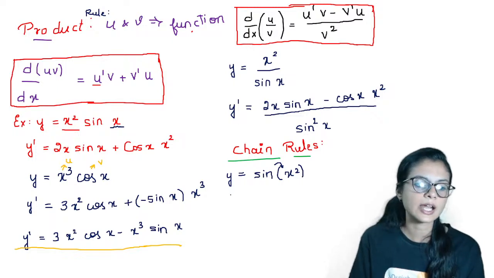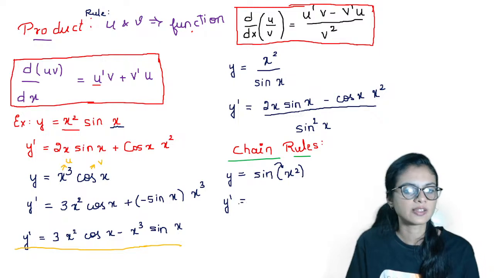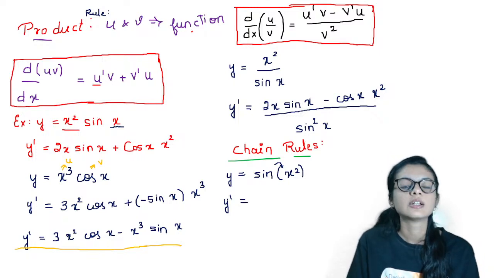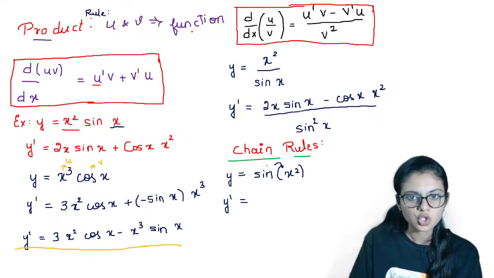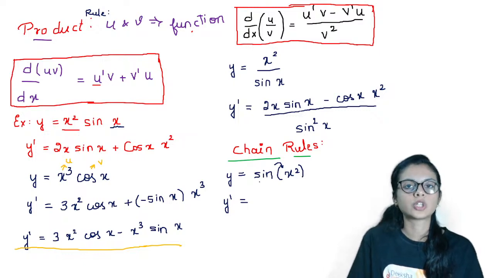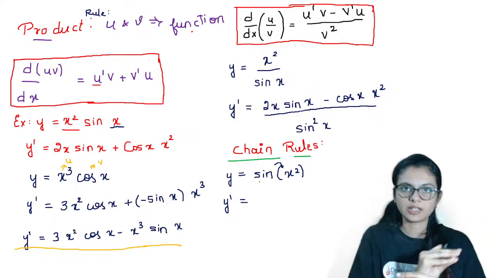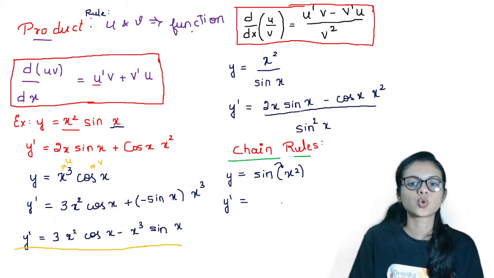Then how to solve these kind of questions? So let me just write y dash. Y dash is nothing but differentiation of y. What the chain rule states is, if you get these kind of complicated questions, see the outer. You should differentiate outer, then inner. That is the process. So let me show it how.